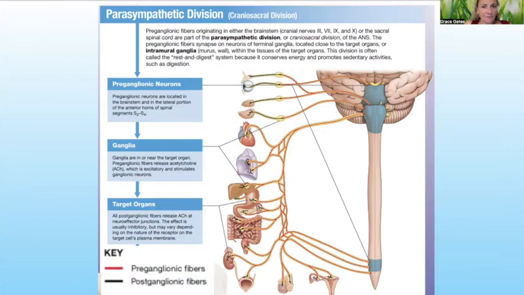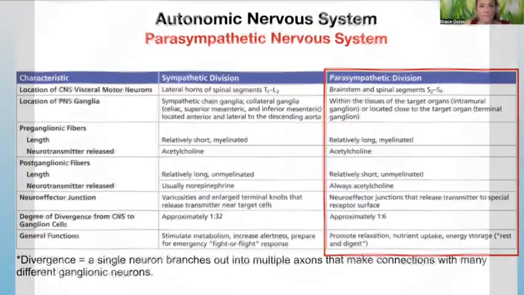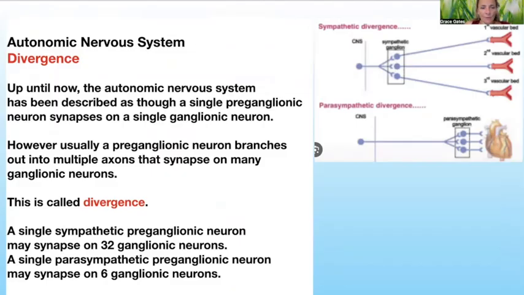There's a summary slide for the parasympathetic division. Here's another summary slide. And now a word on divergence.